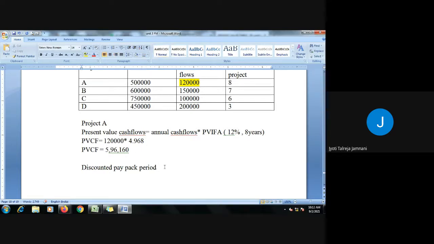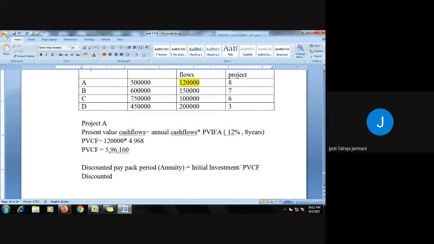So in this case, how do we find the discounted payback period? If an annuity is given, we cannot use that table method. We need to apply a formula, or you can say a shortcut method. So what is that formula? I'll write in the bracket, if annuity is given, how to do it: initial investment divided by present value of cash flow. If you do this, you will get the discounted payback period.